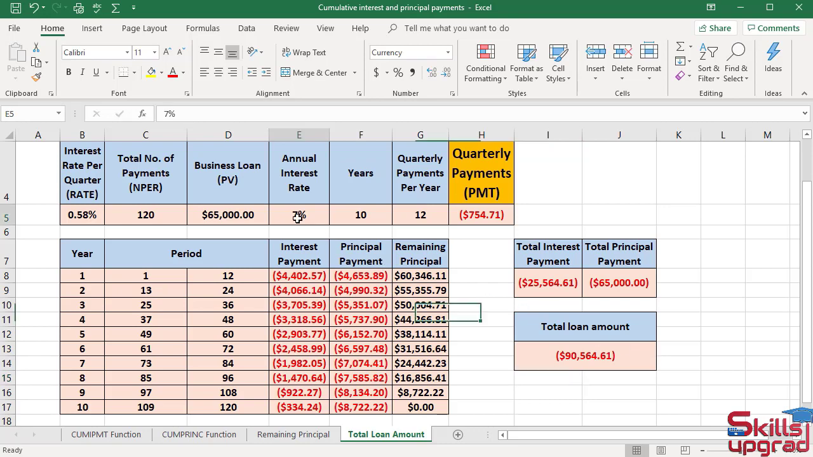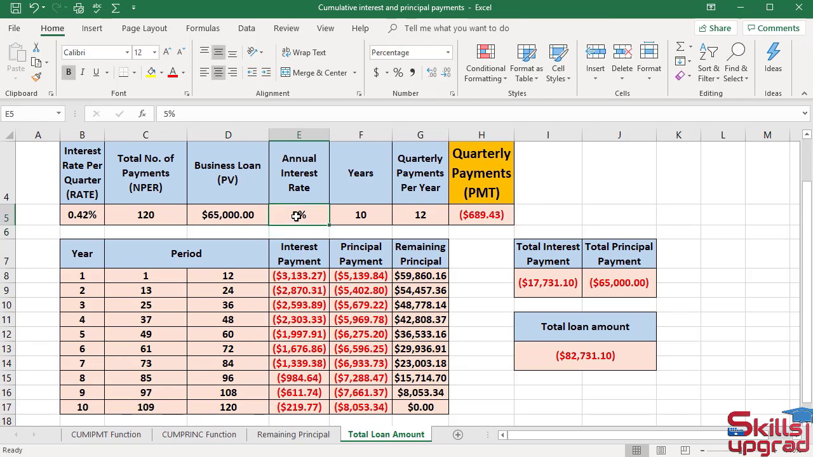Active cell reference E5, type 5. Press enter key. The values of total interest payment and total loan amount are changed. So company will repay total loan amount to bank with 5% annual interest rate $82,731.10 if borrows $65,000 to bank.